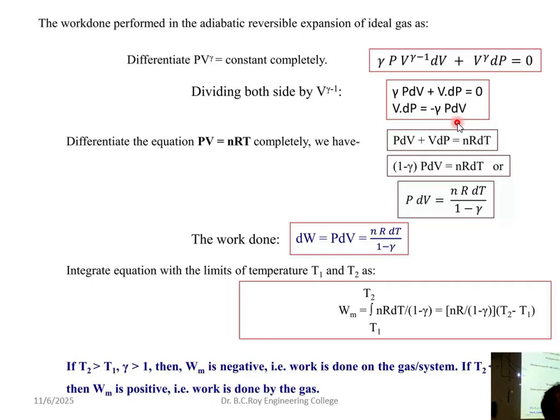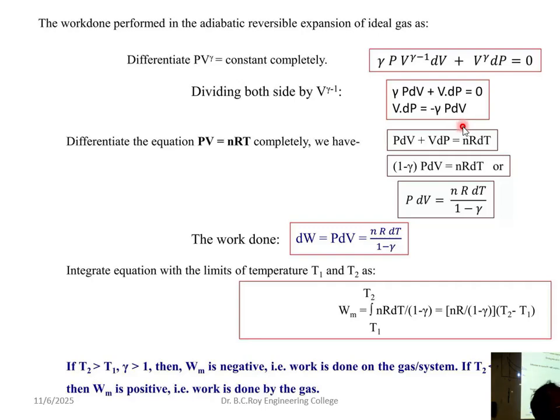For adiabatic, dP/dV equals minus gamma P by V. And for isothermal, dP/dV equals minus P by V. No gamma. The difference is gamma. Gamma is more than 1, always. That you have noted.